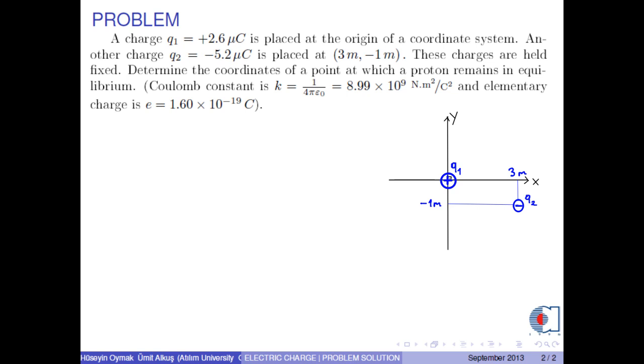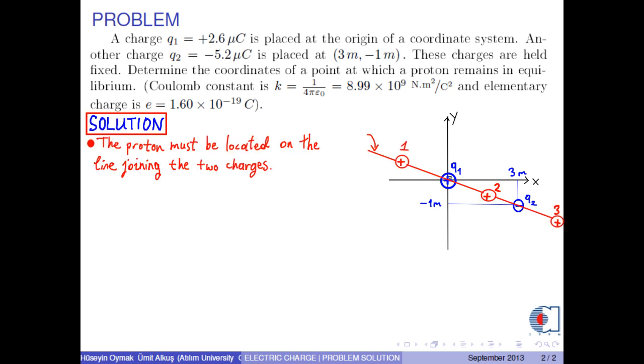Coulomb constant is k = 8.99 times 10 to the 9 newton meter squared over coulomb squared, and elementary charge is e = 1.6 times 10 to the negative 19 coulombs. In order to solve the problem, let us first determine the reasonable point at which a proton remains in equilibrium. The proton must be located on the line joining the two charges.